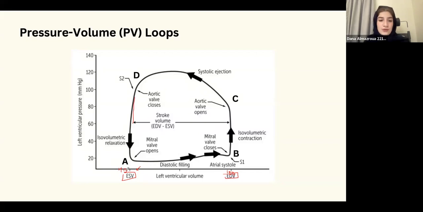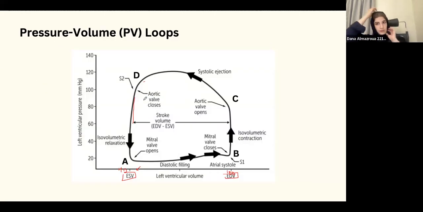You're going to say it's 100 minus 40, and this will give you the stroke volume. The stroke volume represents the space within the PV loop. This whole thing represents the stroke volume and the work of the heart. So that's what's inside the PV loop, the space inside. That's another thing you can do from a pressure volume loop: you can actually calculate the stroke volume.